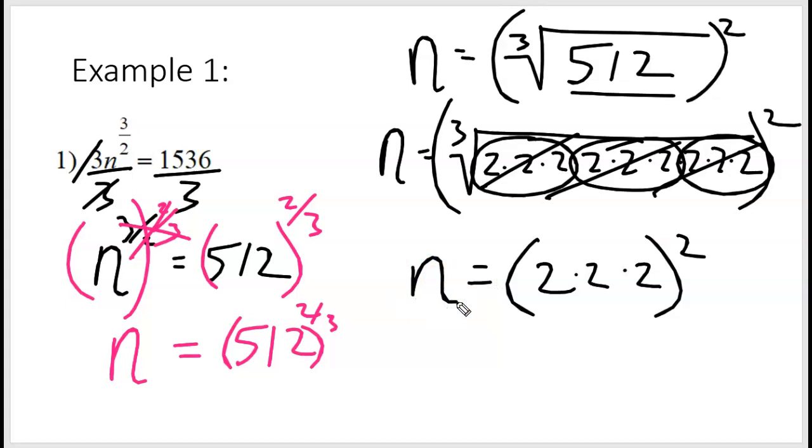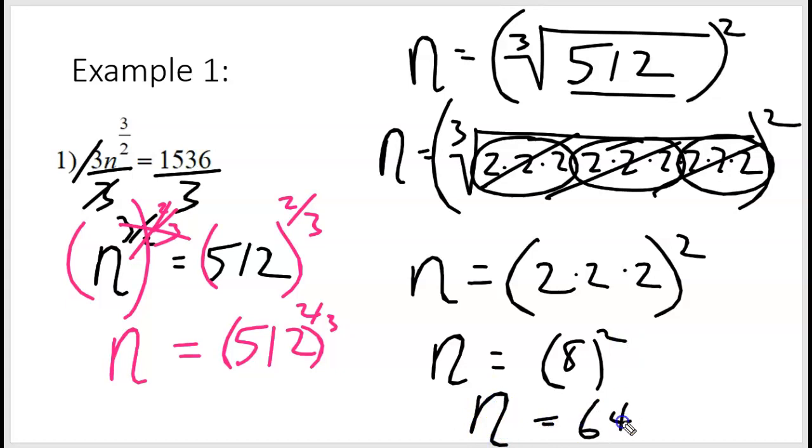No more radical. We can go ahead and put those 2's together there and get 8. 2 times 2 times 2 is 8. And then 8 to the second power is 64.